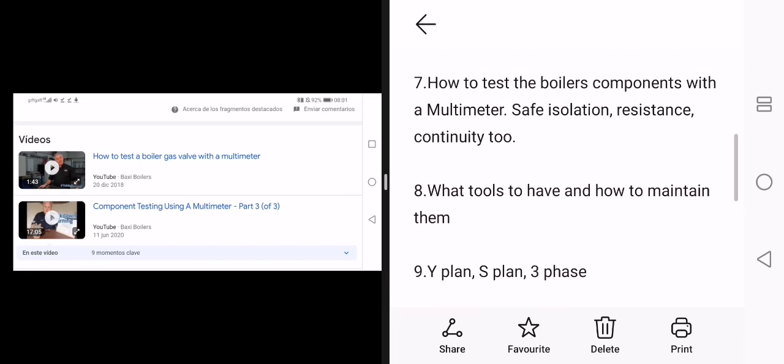Number 7, how to test boiler components. How to use a multimeter in general is important, and also how to test components. Don't play a guessing game, okay? We're not actors. We're here to do our job properly. We're here to test things. Ask somebody if you don't know how to test a pump, if you don't know how to check thermistors. Call the manufacturer and ask them, okay? Don't guess.